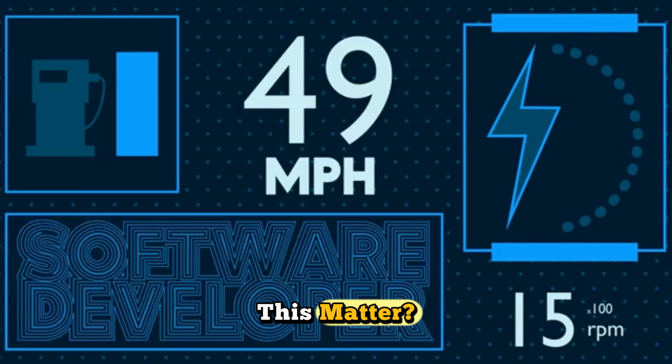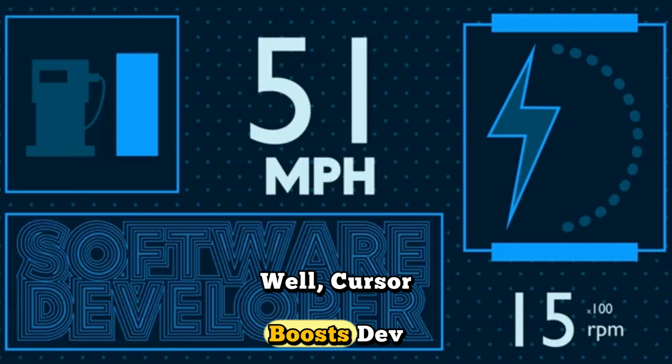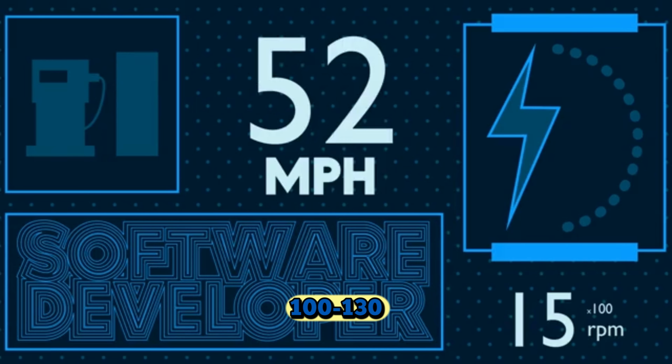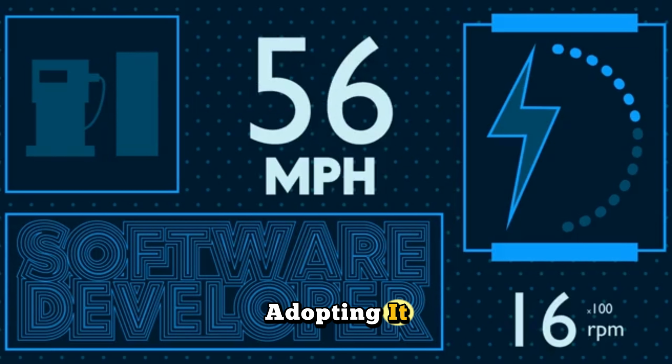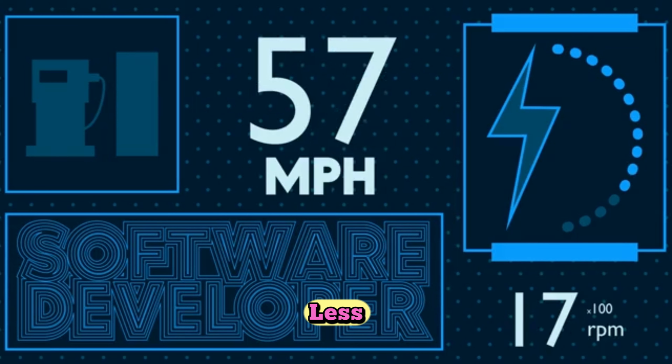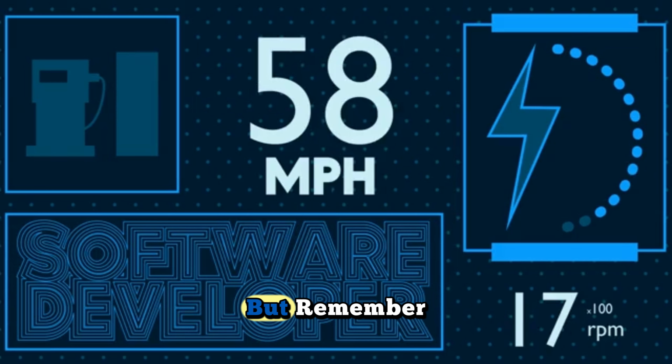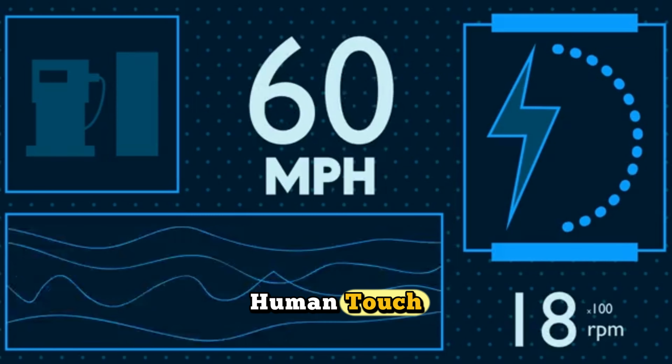So why does all this matter? Well, Cursor boosts dev speed by a whopping 100 to 130%. It's no wonder big firms like Google and Amazon are adopting it. It's like vibe coding: say less, have AI build more. But remember, you still need that human touch for review.